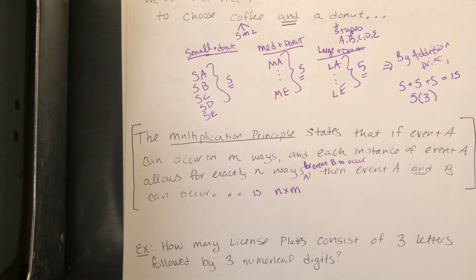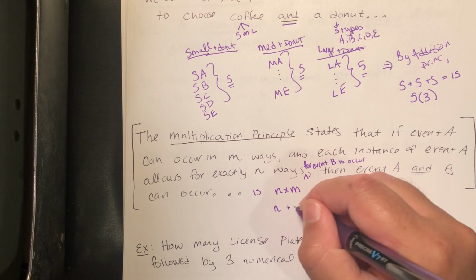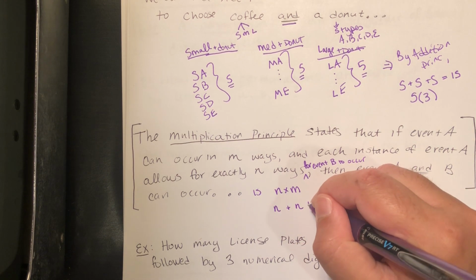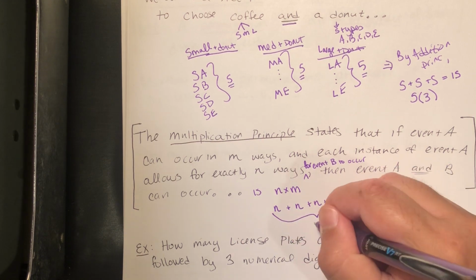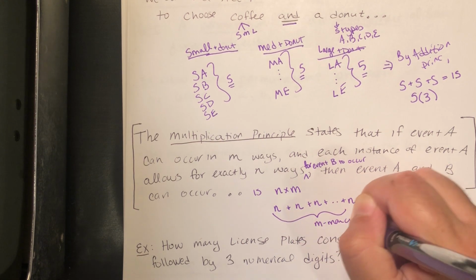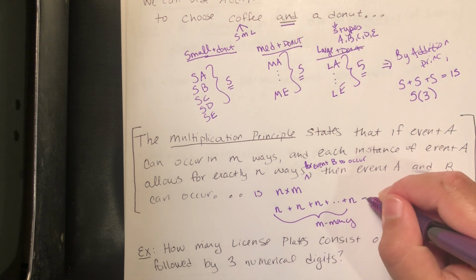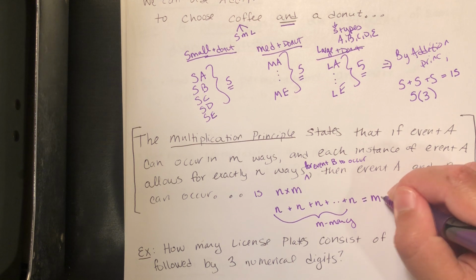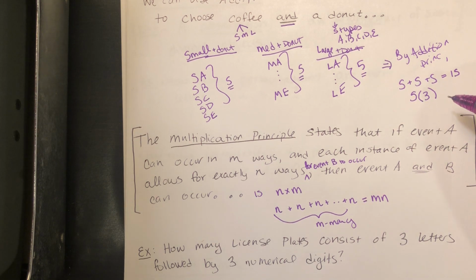It's saying, each instance of event A can occur in n many ways. So n for the first instance of A, n for the second instance of A, and for each of the m many ways that event A can occur, you have n possible options for event B to occur. Well, m copies of n is just equal to m times n, or n times m, if you will. All right, this is what we were doing up here with the coffee and a donut problem.